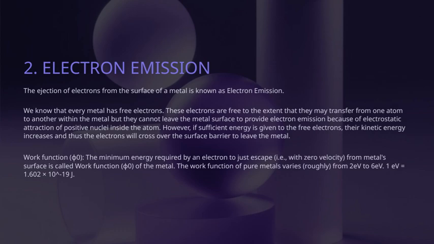So, in summary, electron emission occurs when free electrons in a metal gain enough energy, equal to or greater than the work function, to cross the surface barrier and leave the metal. This concept is fundamental in understanding phenomena like photoelectric effects and various electron emission processes.